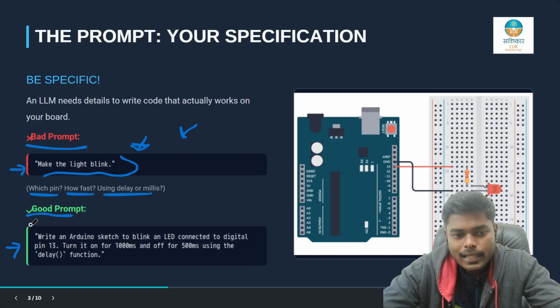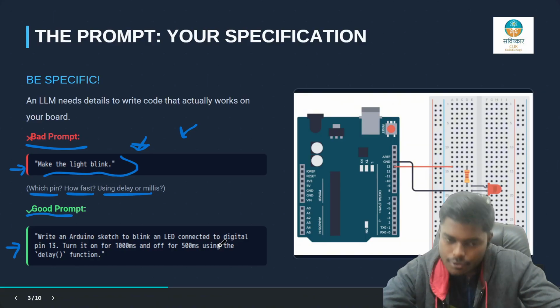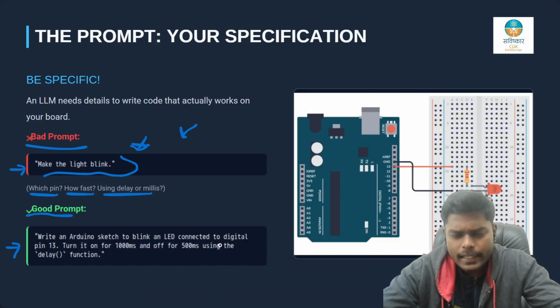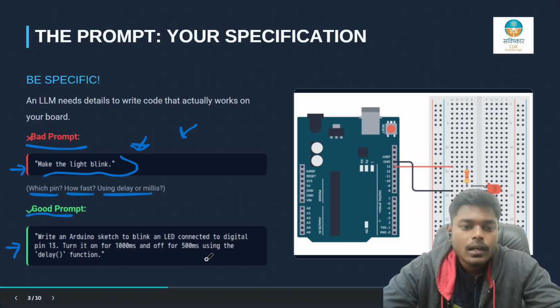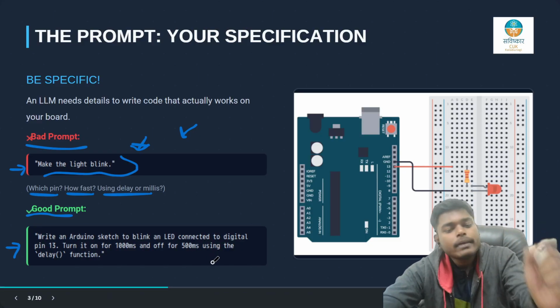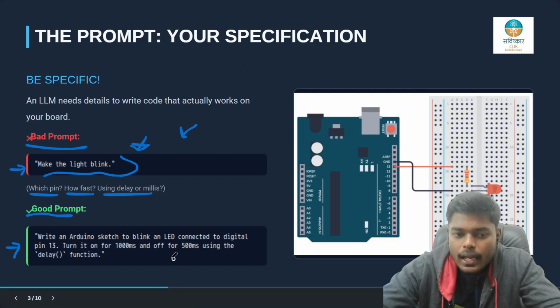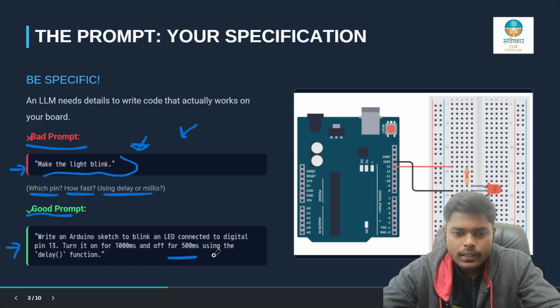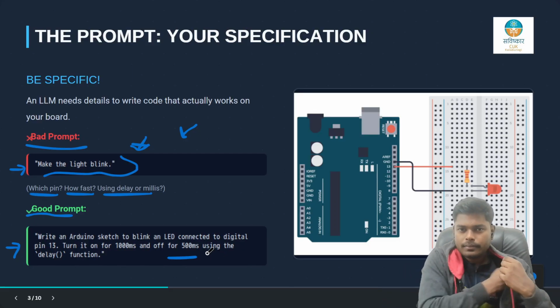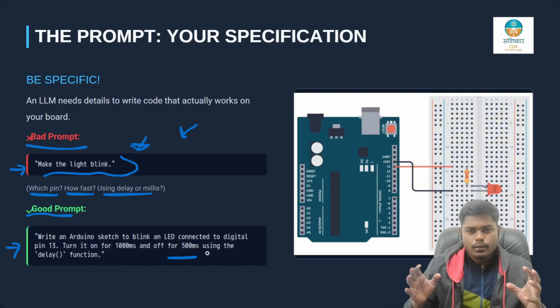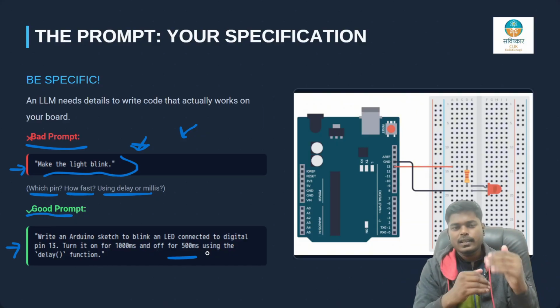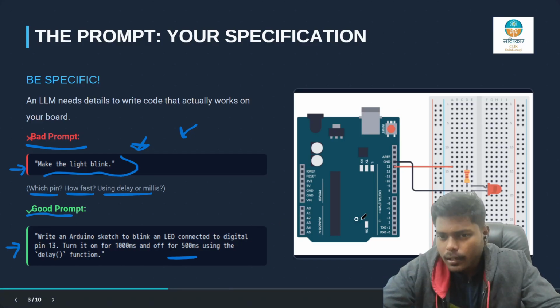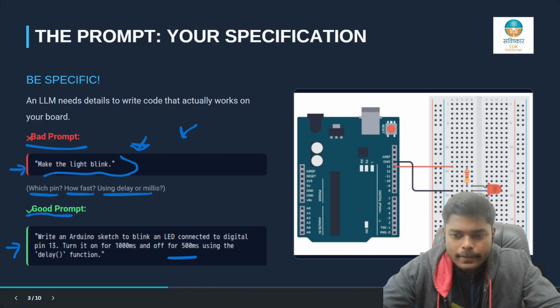And the good prompt example is: write an Arduino sketch to blink an LED connected to digital pin 13. Turn it on for 1000 milliseconds and turn it off for 500 milliseconds, using the delay function. Got it? I hope you understood the difference between a bad prompt and a good prompt. If that's clear, let's move forward.